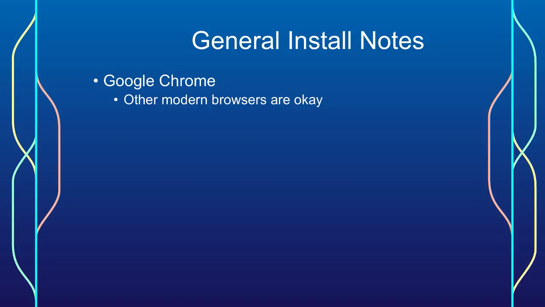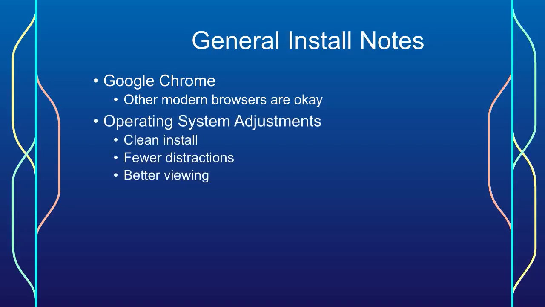I do have a few general notes about my installations. First of all, I have Google Chrome installed on all my systems. This keeps things consistent between all my operating systems that I support. Of course, any modern browser is perfectly fine to use. I have made a few adjustments, especially for my install of Linux Mint. It is a fresh install, but I have made a few tweaks to it for better viewing and with fewer distractions.